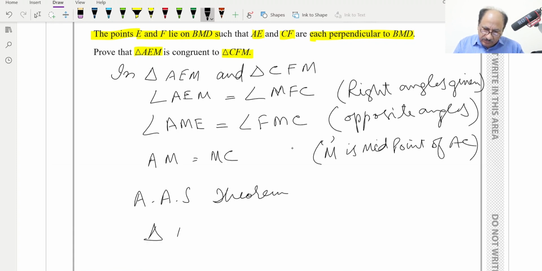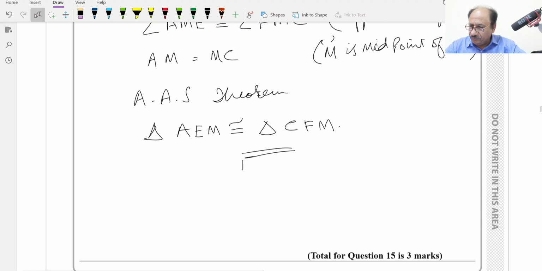Triangle AEM is congruent to triangle CFM. So this is done. Basically we have proved this.